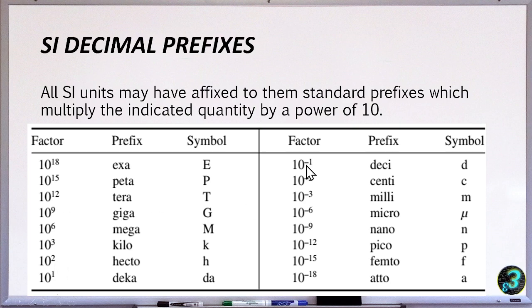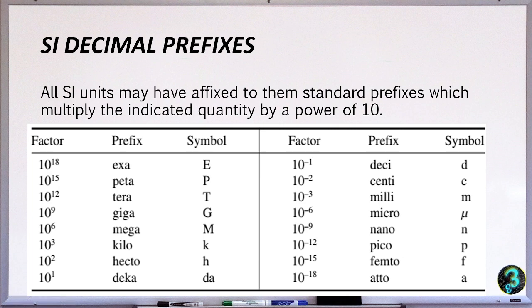When it comes to prefixes with a negative exponent, these are for smaller values. We have deci, centi, milli, micro, nano, pico, femto, and atto. For example, centi, like 1 centimeter, that is 1 times 10 to the power of negative 2 meters. For 1 millimeter, that is 1 times 10 to the power of negative 3 meters. That means 1 millimeter is 0 point, followed by 2 zeros, then the 1. So it is 0.001, 1 millimeter equivalent to meters, no?